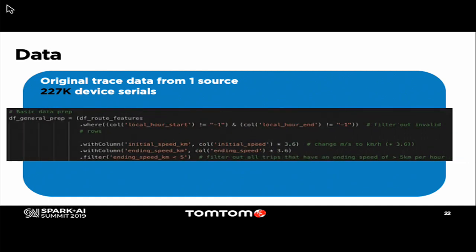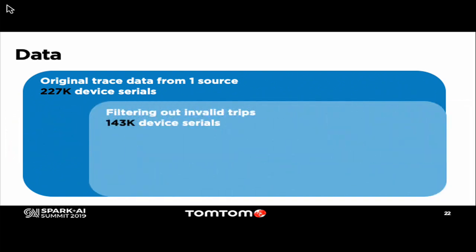First we have to do some data prep, so a bit of a code snippet here. Some of the traces are caught during midnight, so the trace is not complete, and we have to filter these out. Another filter is that we want to eliminate all the trips that end at a speed of more than 5 kilometers per hour, because then we do not know what the destination was for that trace. And some other prep steps like changing meters per second to kilometers per hour, just for ease of use. That leaves us with around 140K device serials.